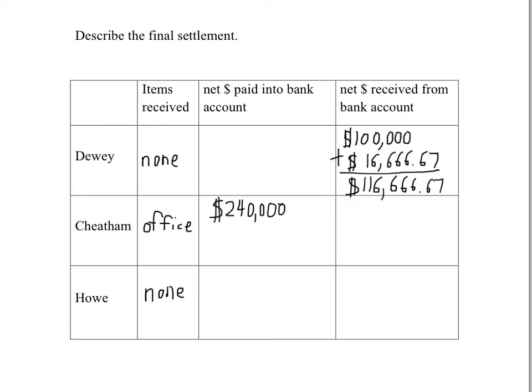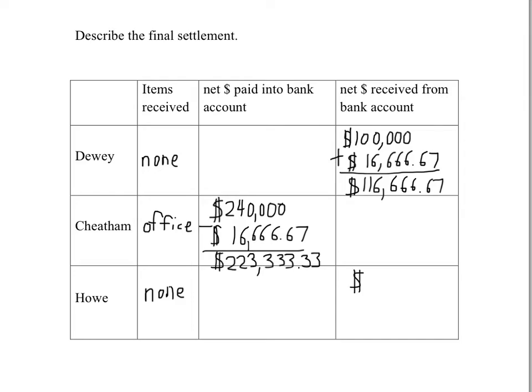We don't add 16,000 something to that. Instead, we subtract. The way to think of this is that he started out paying a certain large amount, and now he's getting a rebate. He's getting 16-something thousand dollars back. He's paying a little bit less. Specifically, he's paying only $223,333.33. Howe is just like Dewey in this respect.